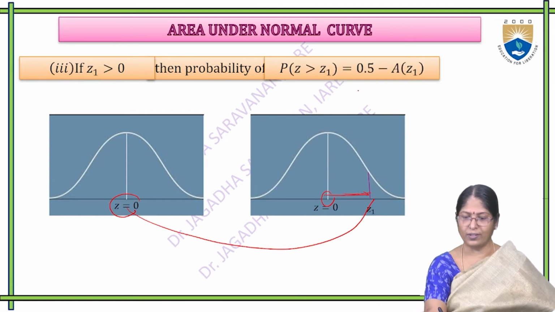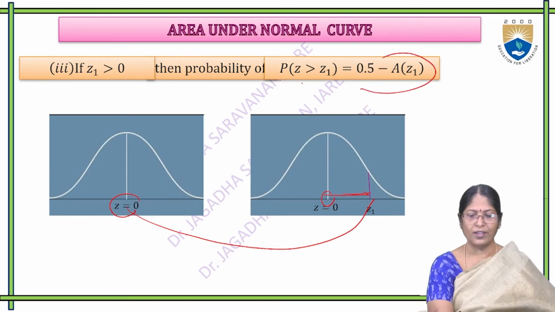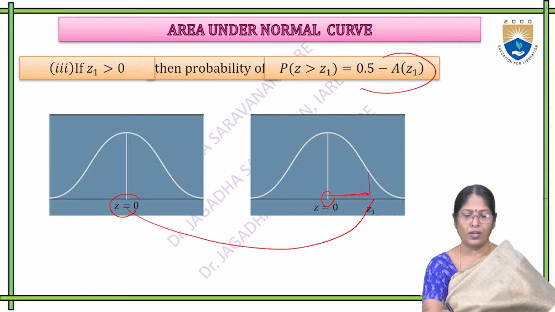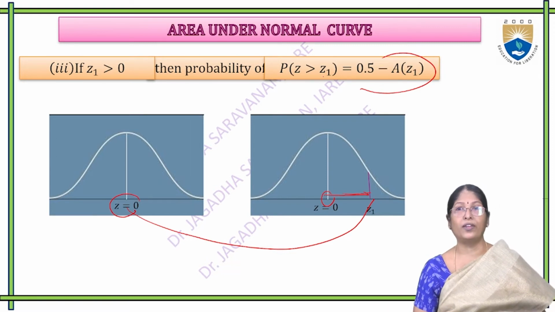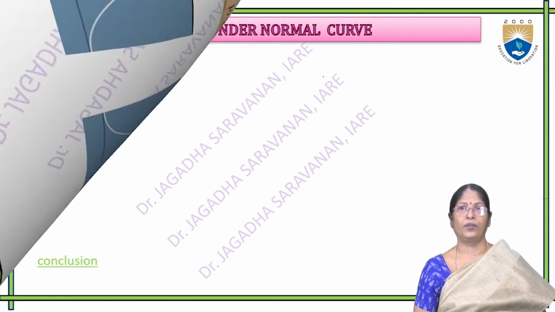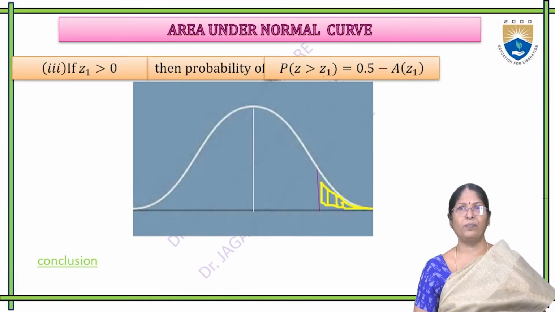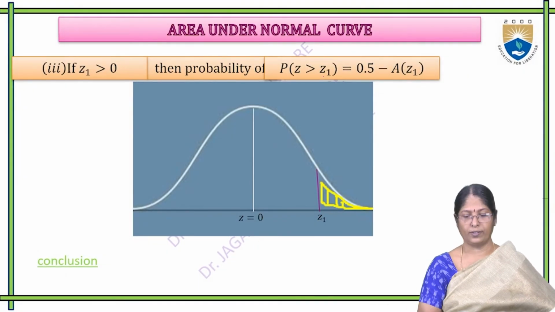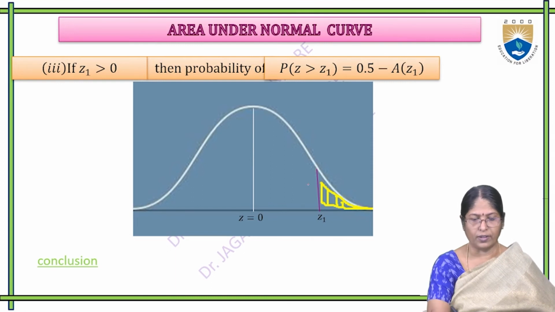So this is the answer. The question is Z is greater than Z1, that is the right side of this point Z1. We can see the fair diagram. Yes. Now Z1 is ready.